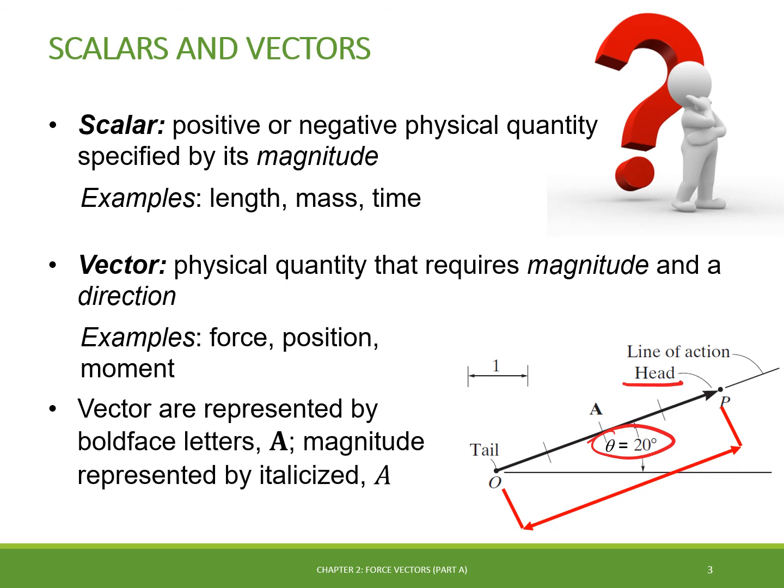In the print form, vector quantities are represented by bold-faced letters, and the magnitude of a vector is represented by a letter in italics. For handwritten work, it's often convenient to denote a vector quantity by simply drawing an arrow above the letter.